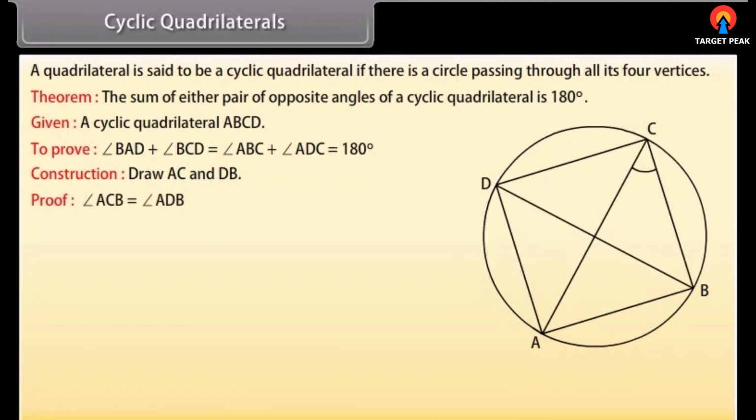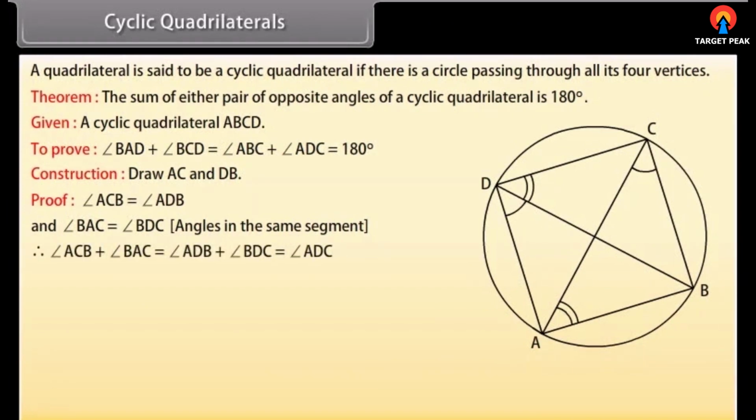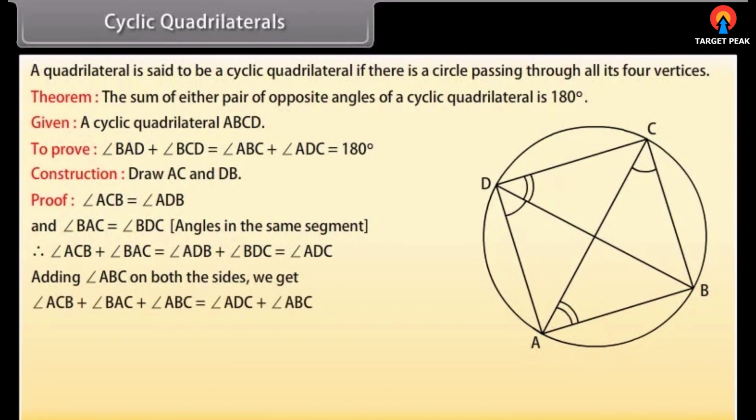Proof. Angle ACB is equal to angle ADB and angle BAC is equal to angle BDC, because these are the angles in the same segment. Therefore, angle ACB plus angle BAC is equal to angle ADB plus angle BDC, which equals angle ADC. Adding angle ABC on both the sides, we get angle ACB plus angle BAC plus angle ABC, which is equal to angle ADC plus angle ABC.